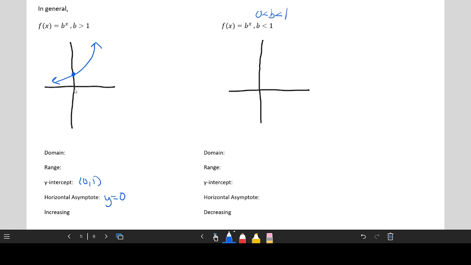Let's talk about the domain and range. So the domain for a basic exponential function like this is going to be all real numbers, because we can substitute any number for x and we will get a real number for our output. We saw we can use negatives, positives, 0, everything works. And the graph goes forever left and right.